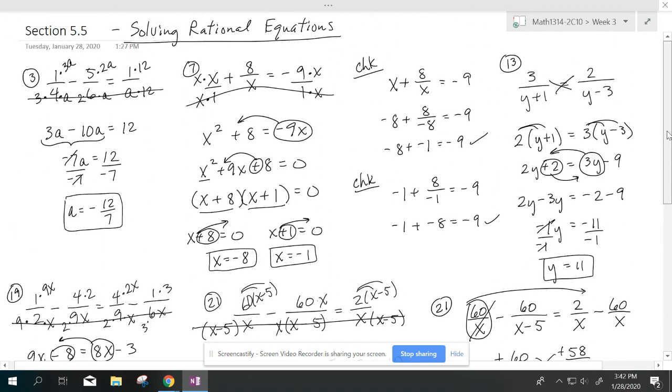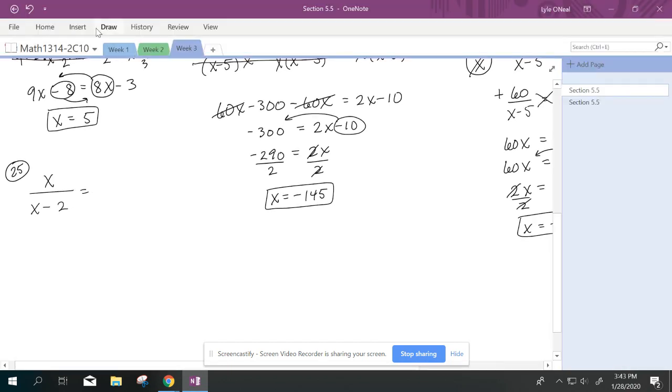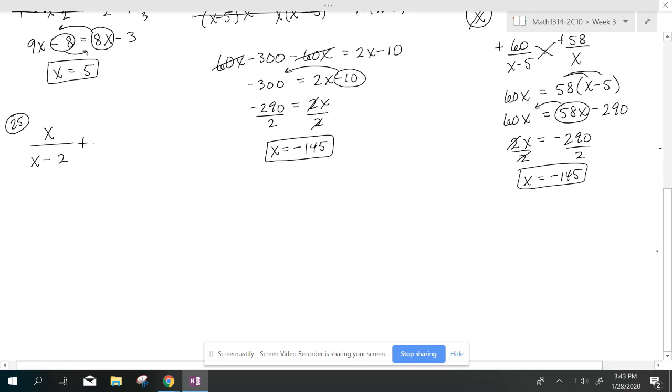Let's see, how are we doing on space? Oh, we got space here. Number 21. Are y'all ready for the next one? Next, 25. Plus. Why did I put equals? 2. Plus.